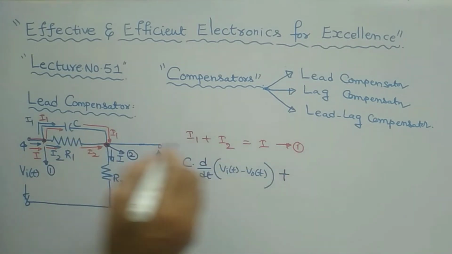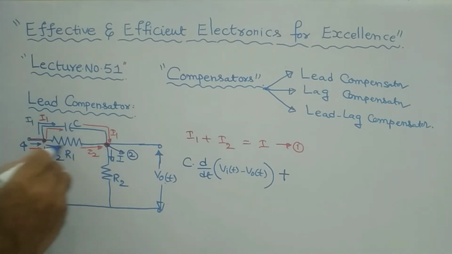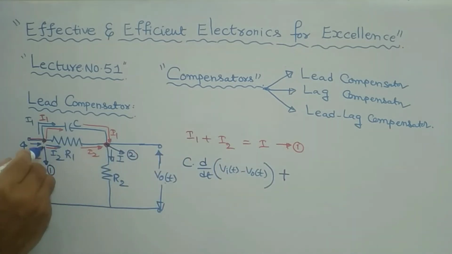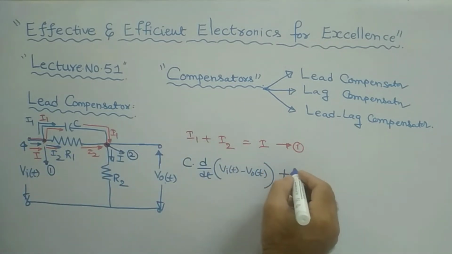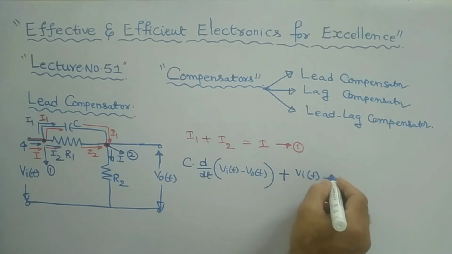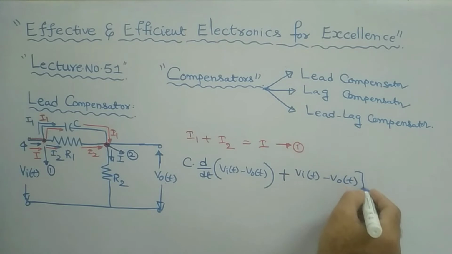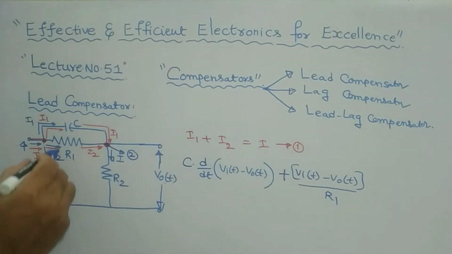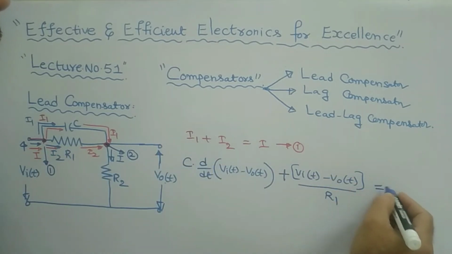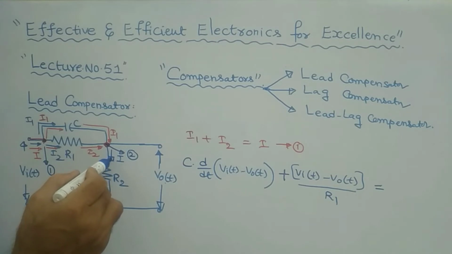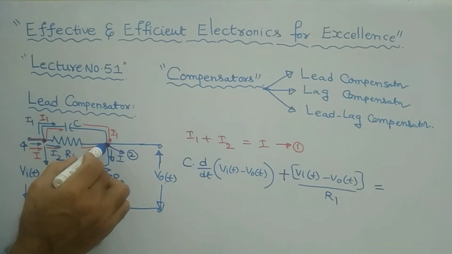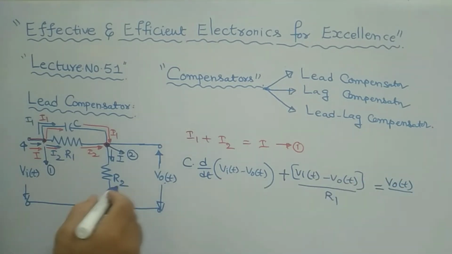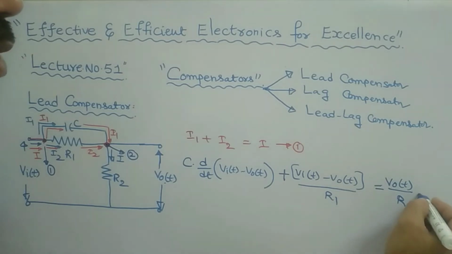Plus what is your I2? I2 is the current flowing through this resistor. I2 is equal to V by R, and V is again the same: Vi of t minus V naught of t, divided by R1. What is I? I is equal to V by R here. At this particular node, your V is V naught. Means V naught of t by R2. This is the expression.